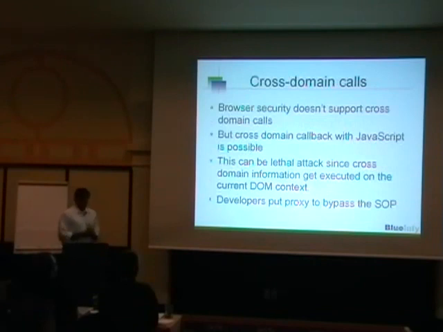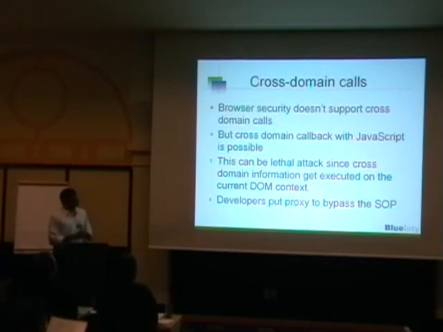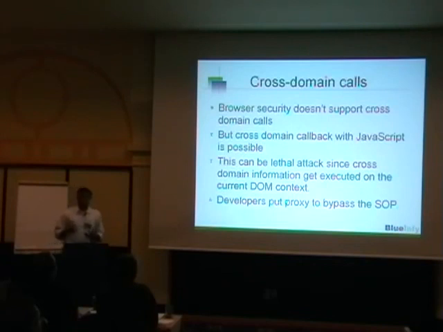Cross-domain calls have to follow the same origin policy. So Ajax has to follow the same origin policy. Browser security doesn't support cross-domain calls, but cross-domain callback with JavaScript is possible. Google, eBay, Yahoo have already implemented this callback functionality. This can be a lethal attack since cross-domain information gets executed in the current DOM context. When you implement this callback mechanism, you are leaving your end client or end browser on their own, because you don't have any control over what information stream is coming from Yahoo or Google.